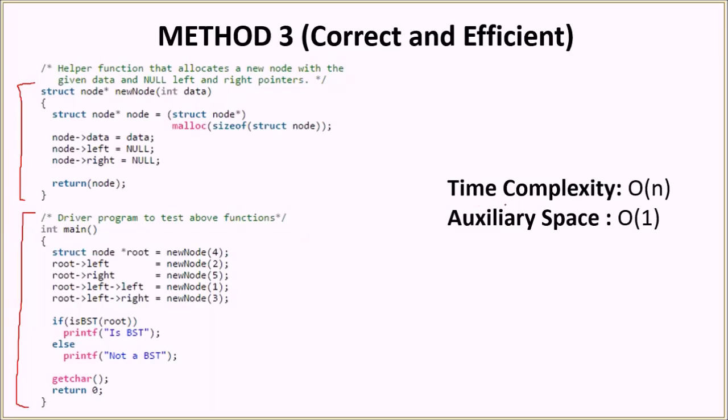Now let's look at the time complexity. So the time complexity is order of n. It is very intuitive because we are just traversing over each element once. So the time complexity has to be order of n. And we are basically not storing anything in the order of n, so the auxiliary space used is order of 1.